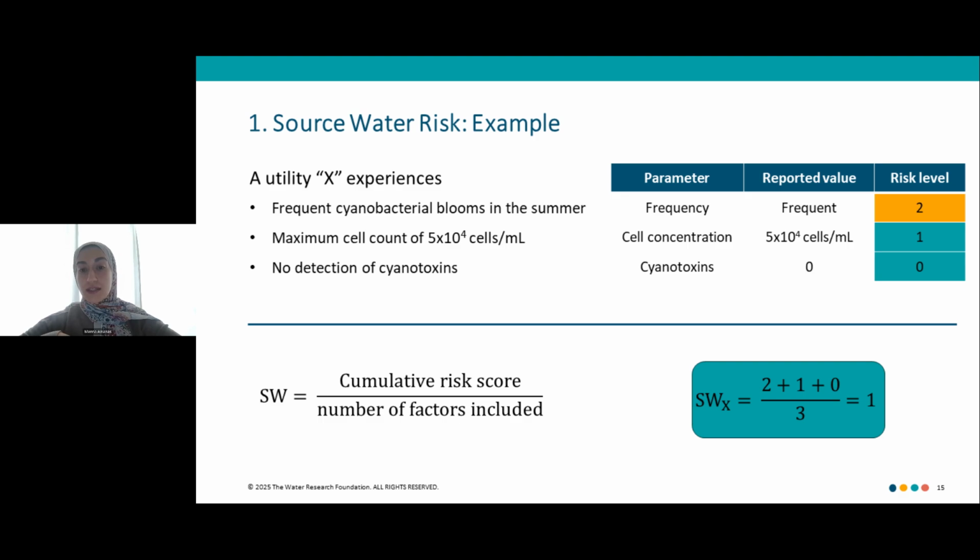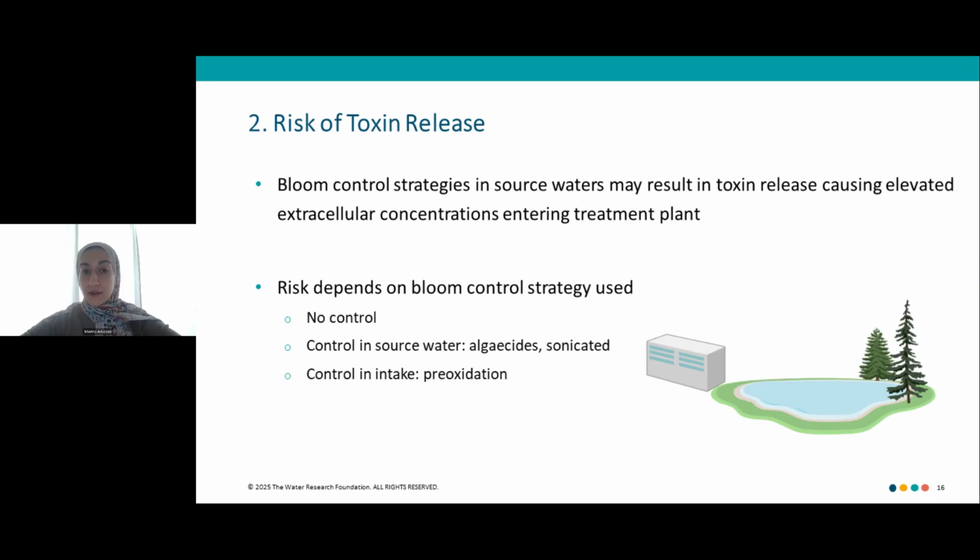It's important to know that this is just the risk level of the source water, and we still have 2 main categories of risk that we need to assess before we can reach our final end. So for that, the second category is the risk of the toxin release. And the rationale behind that is if you are applying any sort of bloom control strategy, you may risk the release of toxins into the source water, which might end up in your treatment plant, and you might end up having elevated levels of toxins just because of that control method.